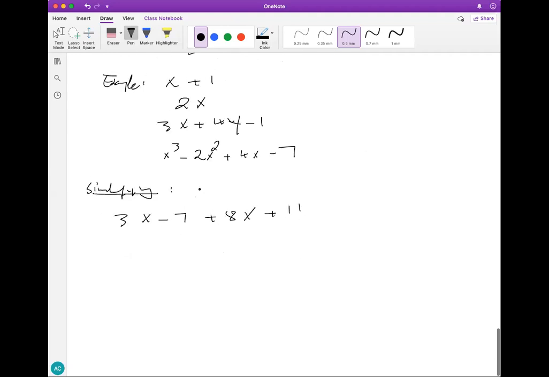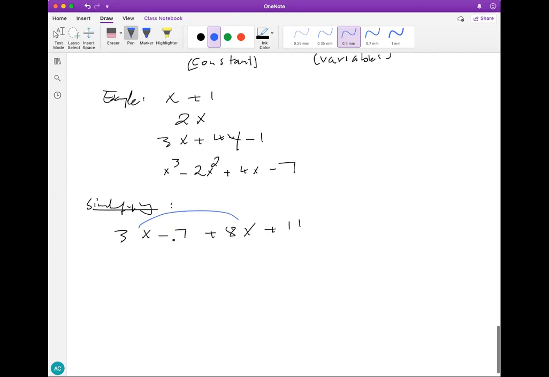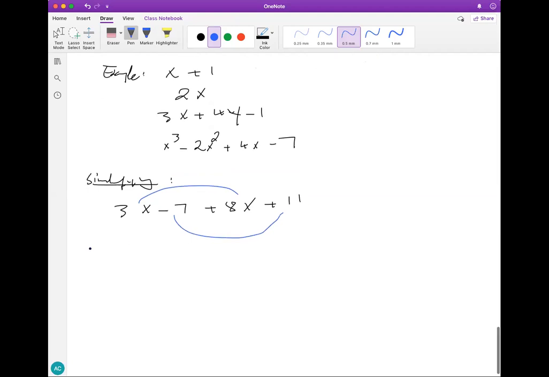Yes. Combine the 3x and the 8x. That's right. What do we call those? 3x and 8x, we combine them. They are the variable terms. We also call them like terms because they're similar. Right, like terms. Same way, we're going to combine which numbers? The minus 7 and the 11. That's right. That's what we call combining like terms.